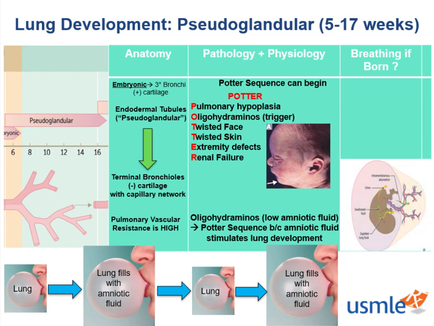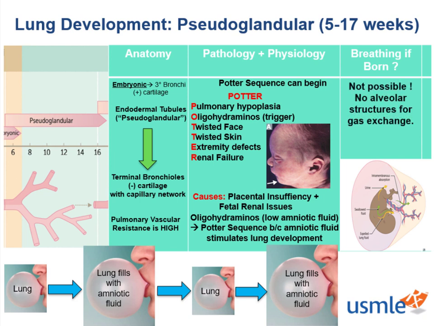Overall, the causes of Potter sequence center on what causes oligohydramnios, which can result from placental insufficiency, meaning the placenta cannot deliver blood and nutrients to the baby for its kidneys to make urine. Similarly, if the baby has renal issues, the fetal kidneys cannot make urine, which constitutes the majority of amniotic fluid, leading to oligohydramnios. Some people like to think of the P and R in Potter to remember P for placental insufficiency and R for renal failure.